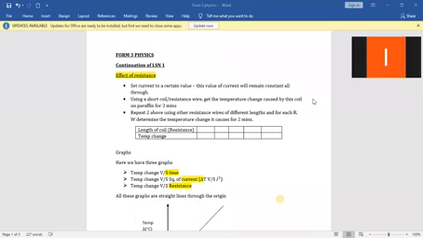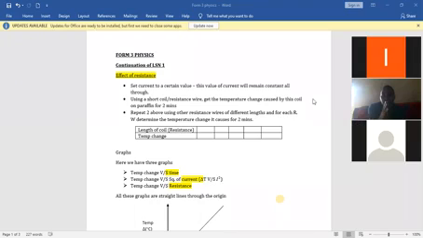Effect of resistance. Set current to a certain value. This value of current will remain constant all through. Pause a little. So here we are looking at the effect of resistance. So we are going to keep the current constant. Are we together? Here we are not going to vary current. In this case, we are going to vary the resistance. So can you read on next?